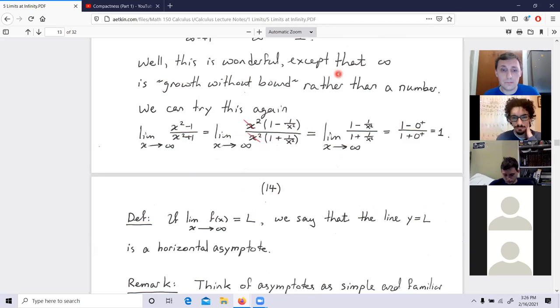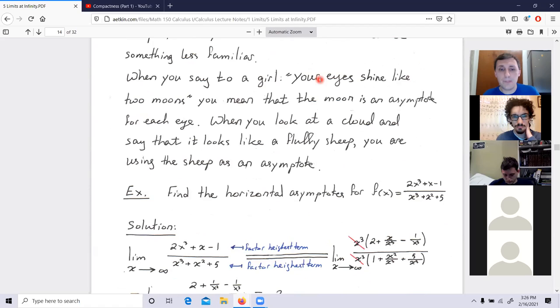So here is the next question, guys. Find the horizontal asymptotes for f of x equal to 2x cubed plus x minus 1 over x cubed plus x squared plus 5. Go ahead, see if you can do it.